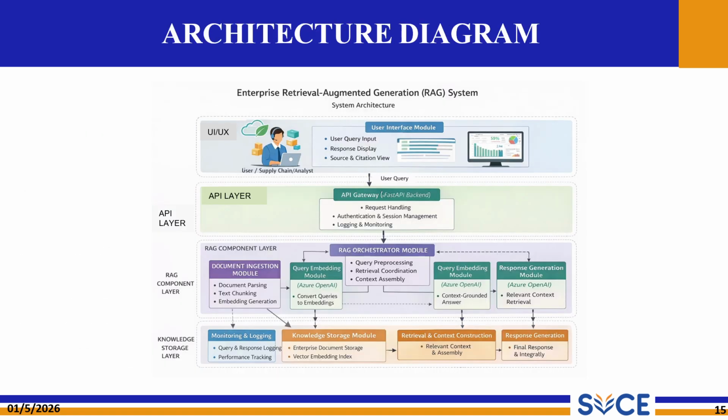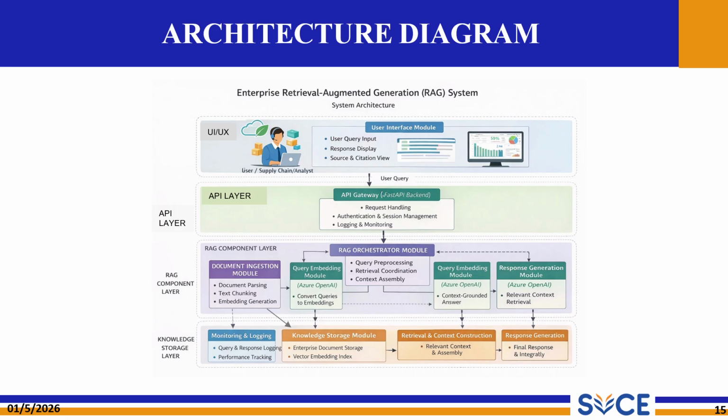So this is the architecture diagram of our RAG system. It comprises four layers, mainly a UI layer, an API layer, the RAG component layer, and the knowledge storage layer. The UI is a React UI, which is just a user interface to interact with the backend. The API layer we have used here is FastAPI, so everything is written in Python. The API gateway handles the requests, authentication, session, and logging.